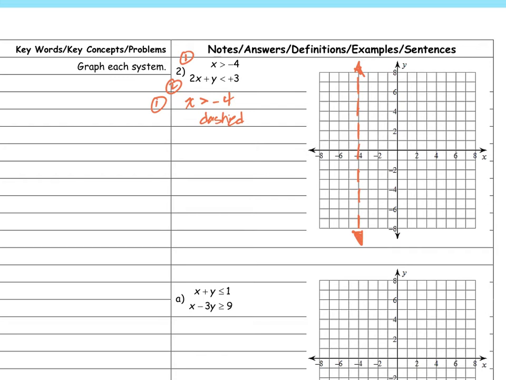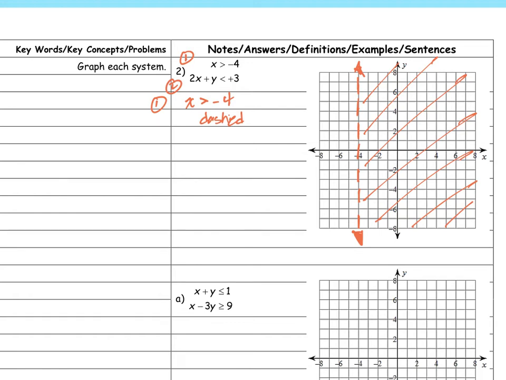And then it says x is greater than negative 4, so it's either the left side or the right side. On vertical and horizontal lines, I really don't have to choose a point. I can tell which side is greater than or less than, because it's just like on a number line. Toward negative 3 is greater than negative 4, so it's this side.